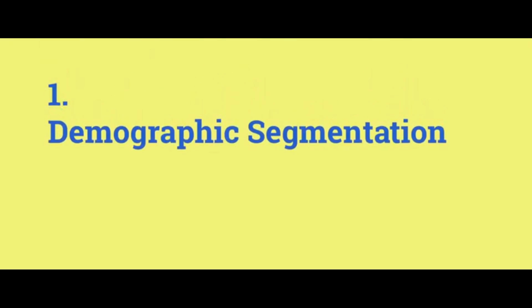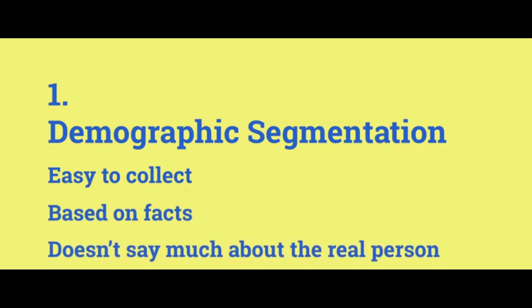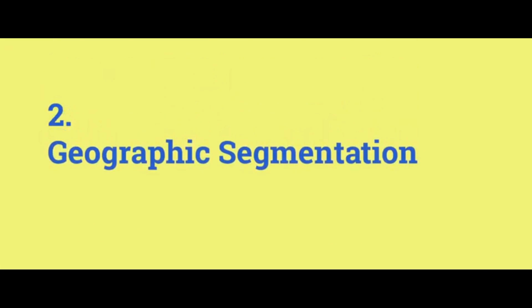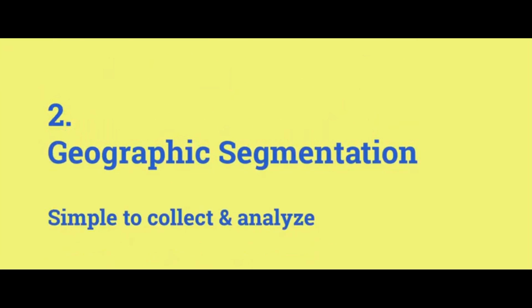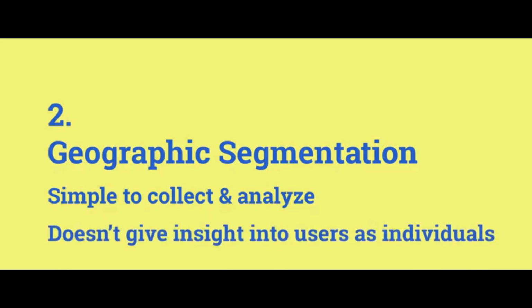So, let's recap our main points. Number 1. Demographic segmentation. This data is easy to collect. It's based on facts, but it doesn't tell us much about the real person. Number 2. Geographic segmentation. Similar to demographic, geographic information is simple to collect and analyze, but doesn't give us insight into our users as individuals.